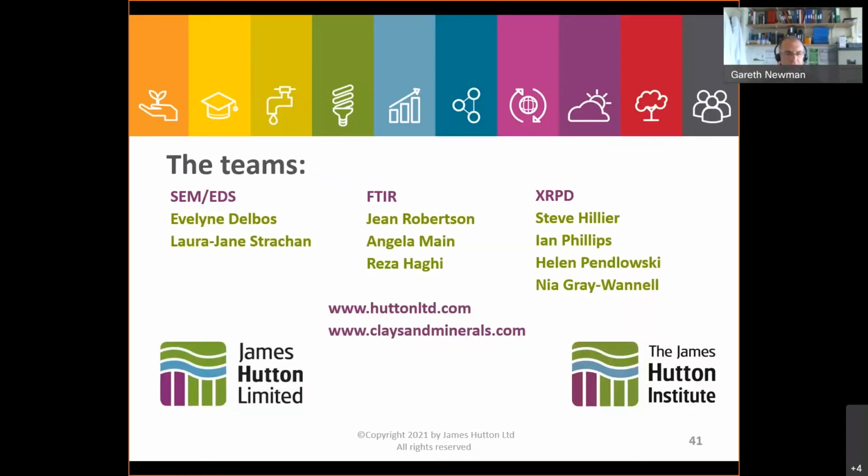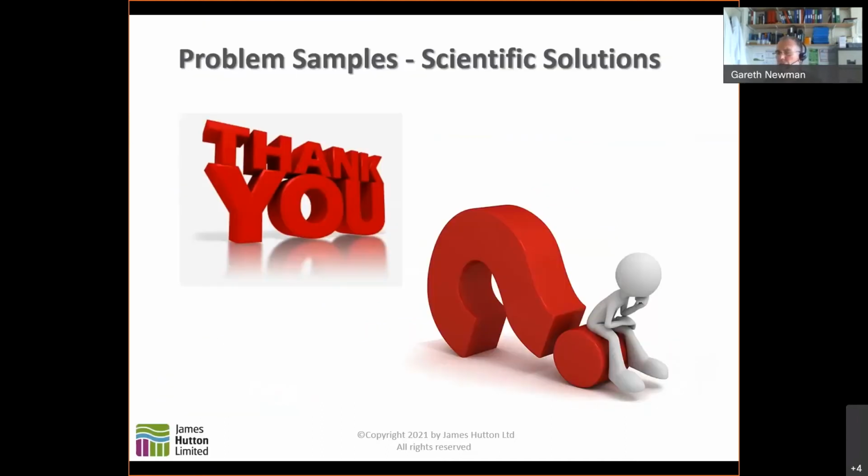Just to emphasize with the slide on the screen at the moment that there are other staff involved in these three techniques as well. And if you need to get in touch with SEM, then you can see the team there. FTIR and XRPD, everybody is named on the screen. Jean indicated we do other techniques as well. We do have a wide variety of other analytical techniques.